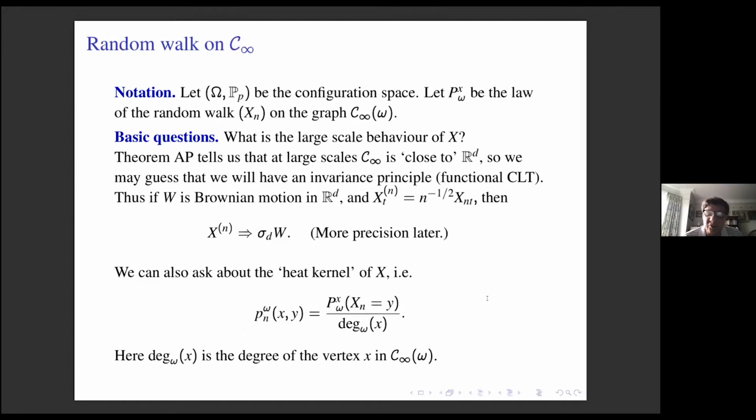So we're going to look at random walk on C_infinity. As in the previous lectures, we write P_x^omega for the law of the random walk on the random graph C_infinity(omega). The basic question, of course, is what is the large scale behavior of the random walk X? Theorem AP tells us that at large scales, C_infinity is in some sense close to R^d. So it's very reasonable to guess that we will have an invariance principle, a functional central limit theorem: if we take the random walk and rescale it in the usual diffusive fashion, then the rescaled random walks converge in an appropriate sense to some multiple of Brownian motion. We can also ask about the heat kernel, the transition density of the process X, where we normalize the probabilities by the degree of the point x.